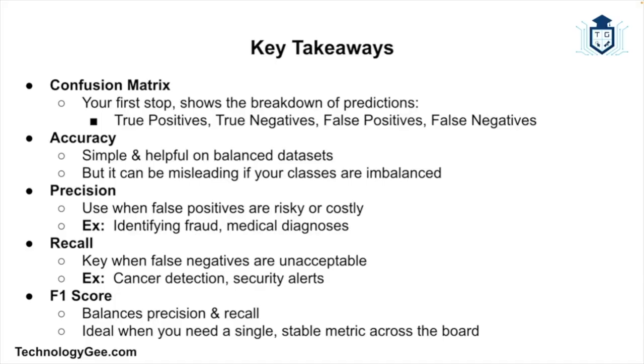You have accuracy. This is good for balanced data sets, but you don't want to trust it blindly. You have precision. This is best when false positives are costly or dangerous. You have recall, and the focus here is when missing true cases is the worst case scenario. And then you have what is called the F1 score, and this is the go-to metric when you need balance. So remember, no single metric tells the whole story. You want to use them together to get a clear, honest picture of how your model is really performing.